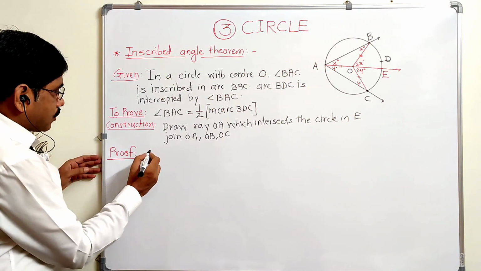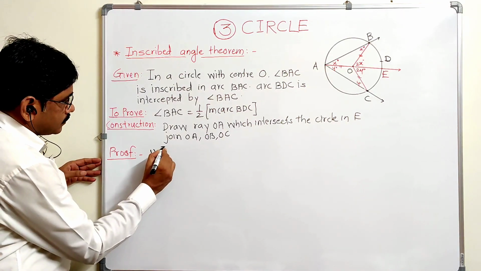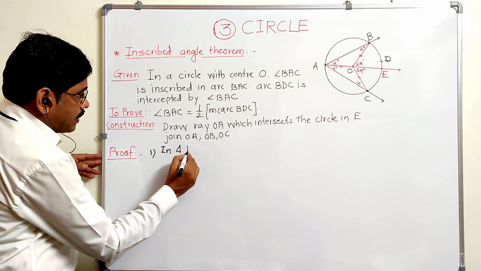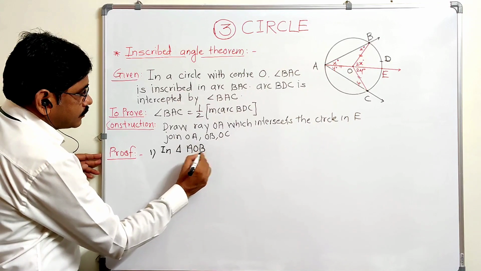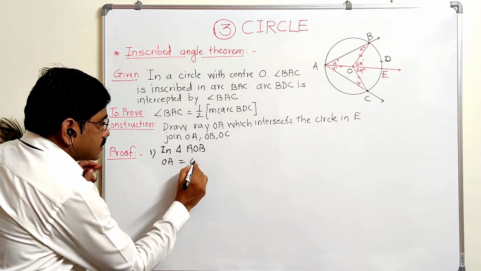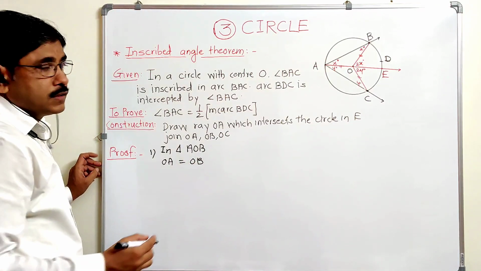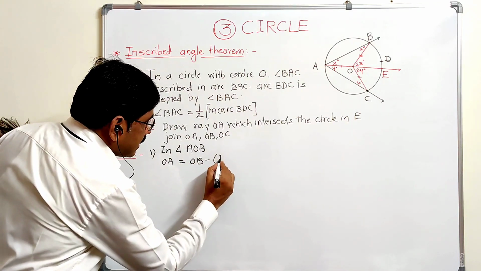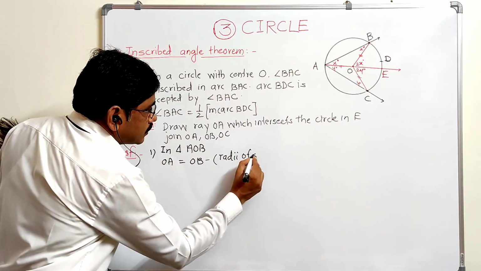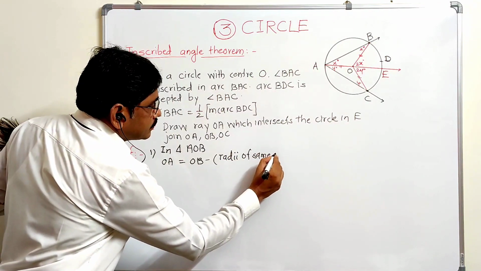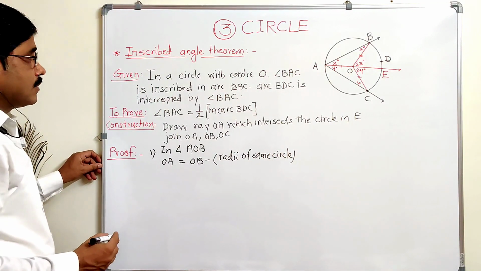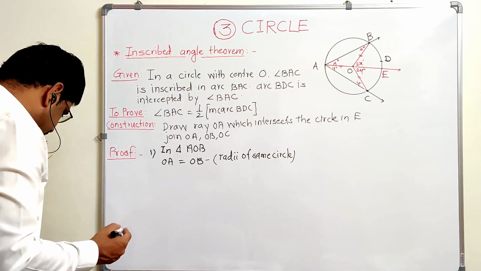So here in proof, first point, in triangle AOB, this OA equals OB. Reason, these are the radii of the same circle.